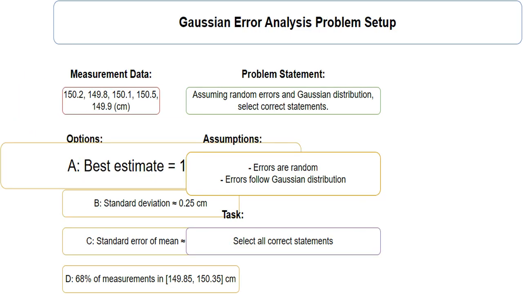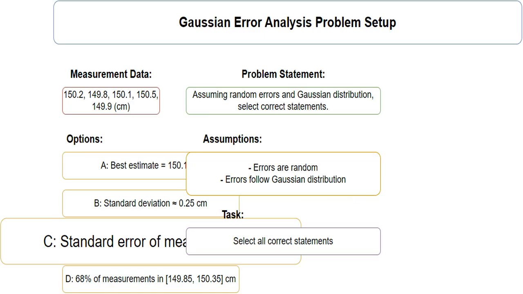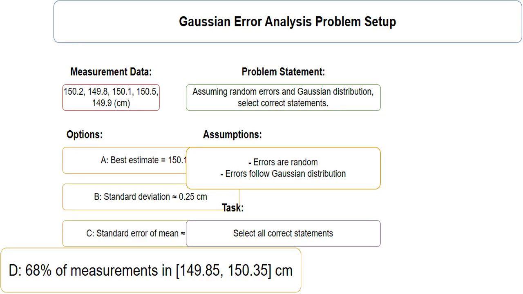This option is testing the understanding of how to compute the best estimate of the measurement, and in most cases, it's the mean average of the measurement values. This option checks if the standard deviation calculation and understanding is correct. Standard deviation is a measure of the data's spread. This option evaluates the correctness of the standard error of the mean, SEM, computation. SEM reflects the precision of the sample mean. Now, let's look at confidence interval. This tests the understanding of Gaussian distribution.